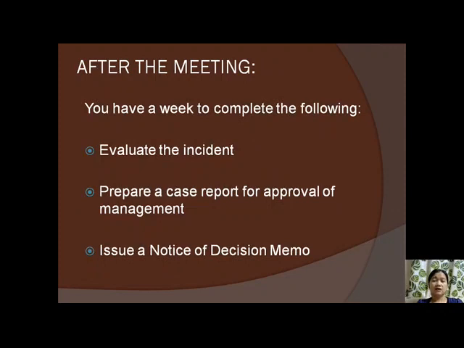So after the meeting, you have a week to complete the following. So you need to evaluate the incidents, or prepare a case report for approval of management, then issue a notice of decision memo. So in evaluating the incident, of course, you need to consider all those submitted evidences, the documentary evidences, the minutes of the meeting, what information has been given, and all those things. And then you need to prepare a case report for approval of management. Okay, so that's a summary of the investigation you've done.